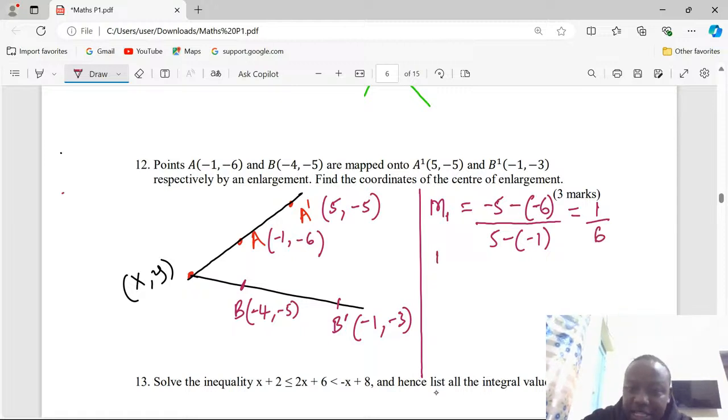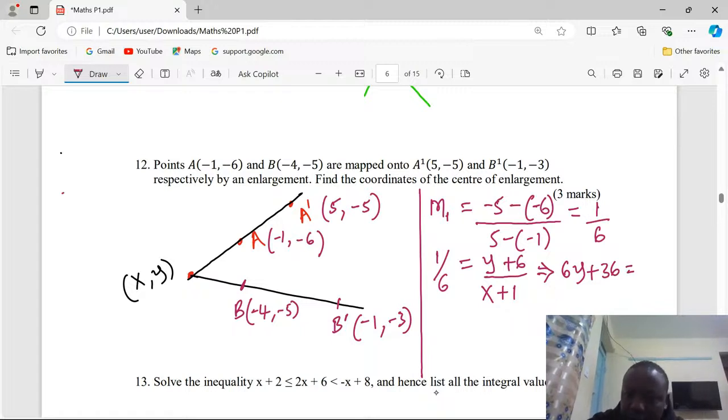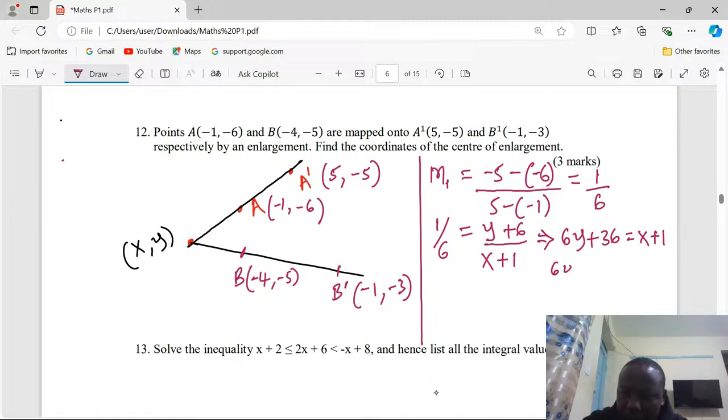So now this gradient can be expressed: 1 over 6 equals change in y, y minus -6, making it a positive 6, divided by change in x, x minus -1, making it a positive 1. Then we cross multiply to come up with the equation of the line. 6y plus 36 equals x plus 1, because x plus 1 is being multiplied by 1. At this point, we have 6y equals x minus 35. That is the first equation.